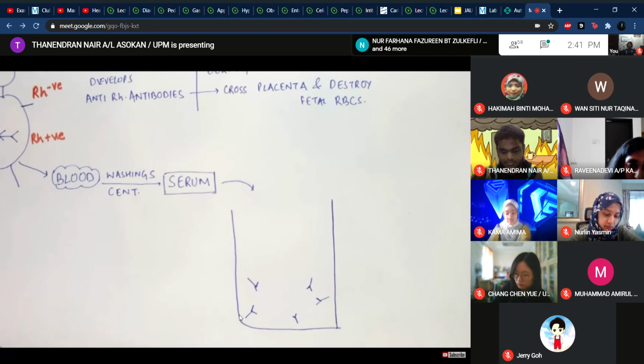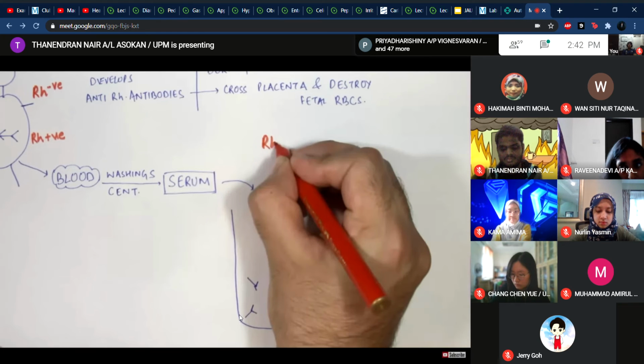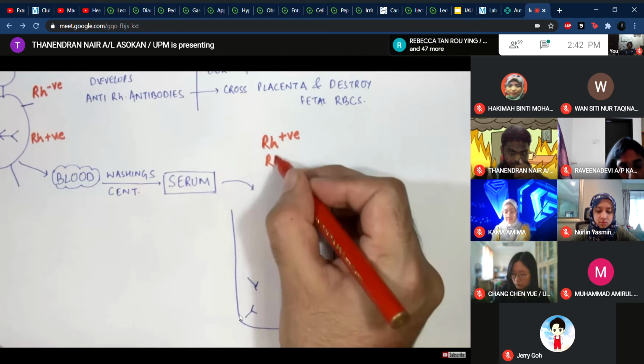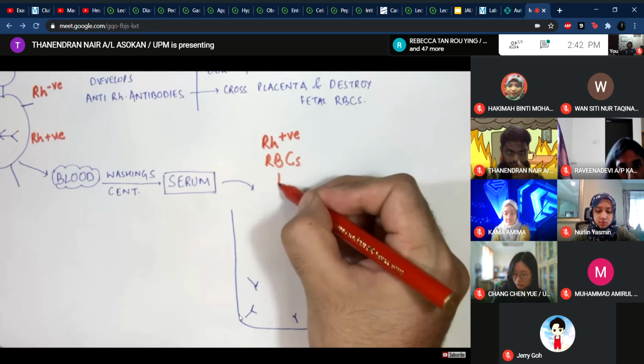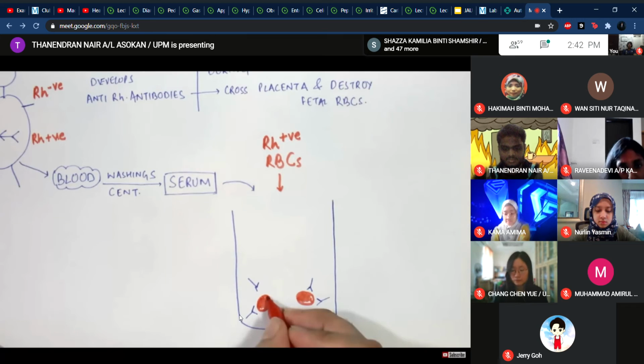Now, here is the essential step which is different from that of the direct type of the Coombs test. Since the maternal blood does not contain those RBCs to which these anti-Rh antibodies will bind, we will have to introduce Rh positive blood externally. So the next step will be addition of Rh positive RBCs, either of the animal type or the human type, into this sample. So again, these antibodies will bind to these Rh positive RBCs.